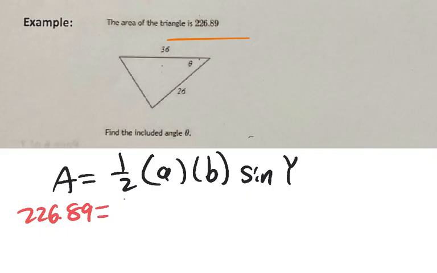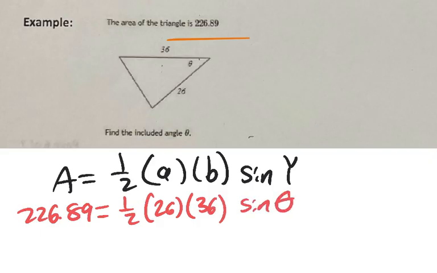226.89 equals 1/2. What's my side A? Pick one. What's my side B? Pick one. What's the angle between them? That's what I'm looking for. Theta. You see, I just plugged into the formula. This formula has 4 unknowns, but I know 3 of them. So guess what I can do? When I know 3 of the 4 unknowns, I can solve for the one I don't know. Do a little algebra.